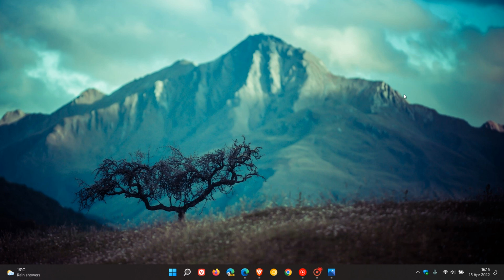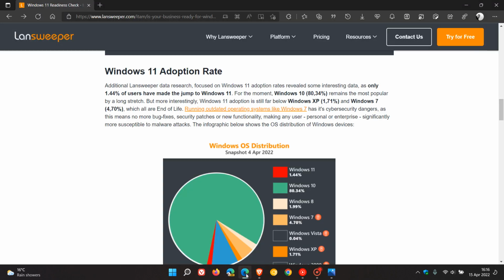Lansweeper has recently released a new report about the adoption rate of the Windows 11 operating system. Lansweeper says their results were achieved by surveying 10 million PCs, and out of those 10 million PCs, 20% were enterprise and 80% were consumer PCs. This report was posted, I think, on the 12th of April, just a couple of days ago.